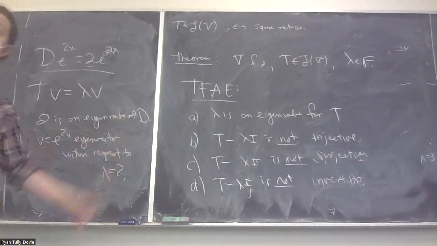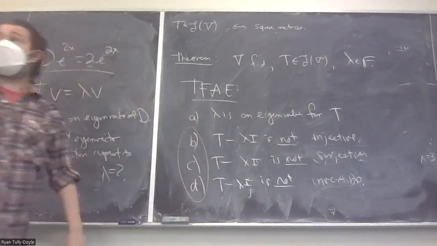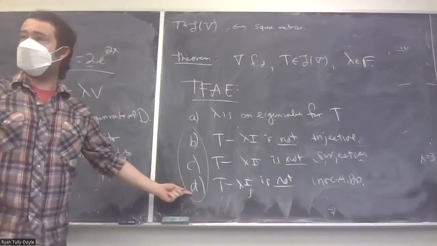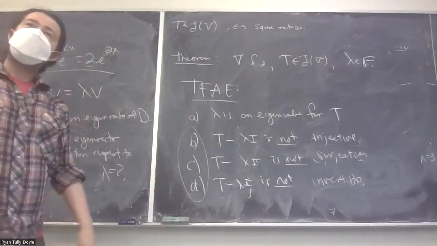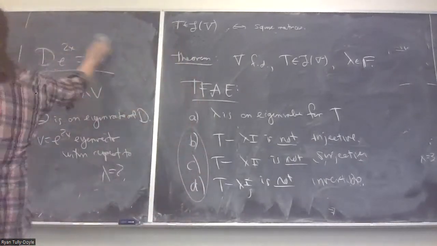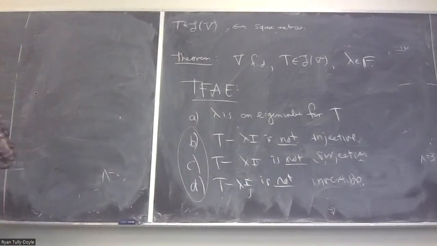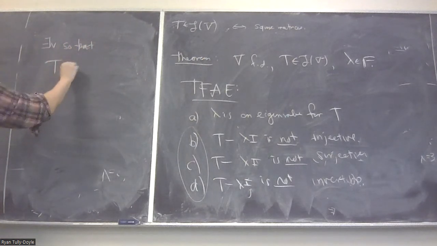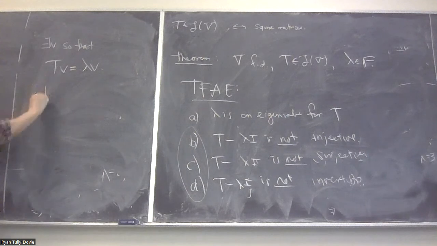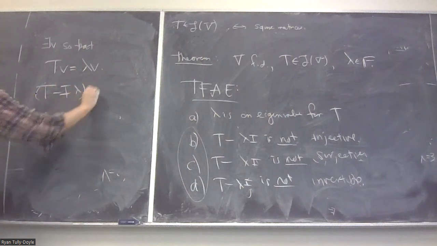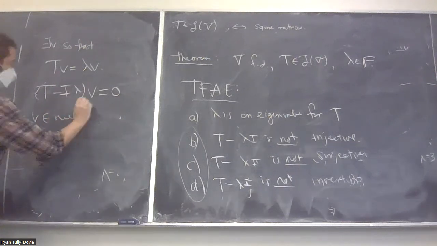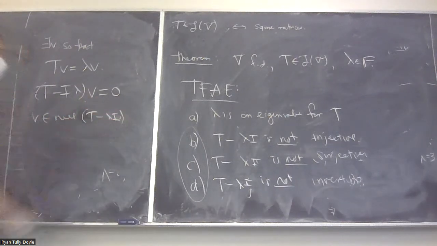Okay? So if I say the following are equivalent, these are equivalent to each other by the theorem I wrote down at the beginning, right? To not be injective, to not be surjective, to not be invertible are equivalent. Where does that come in? Lambda is an eigenvalue for T. Well, if lambda is an eigenvalue for T, then there exists a v so that Tv is equal to lambda v. But that means (T minus lambda I) of v is equal to zero. And that means v is in the null space of T minus lambda I.